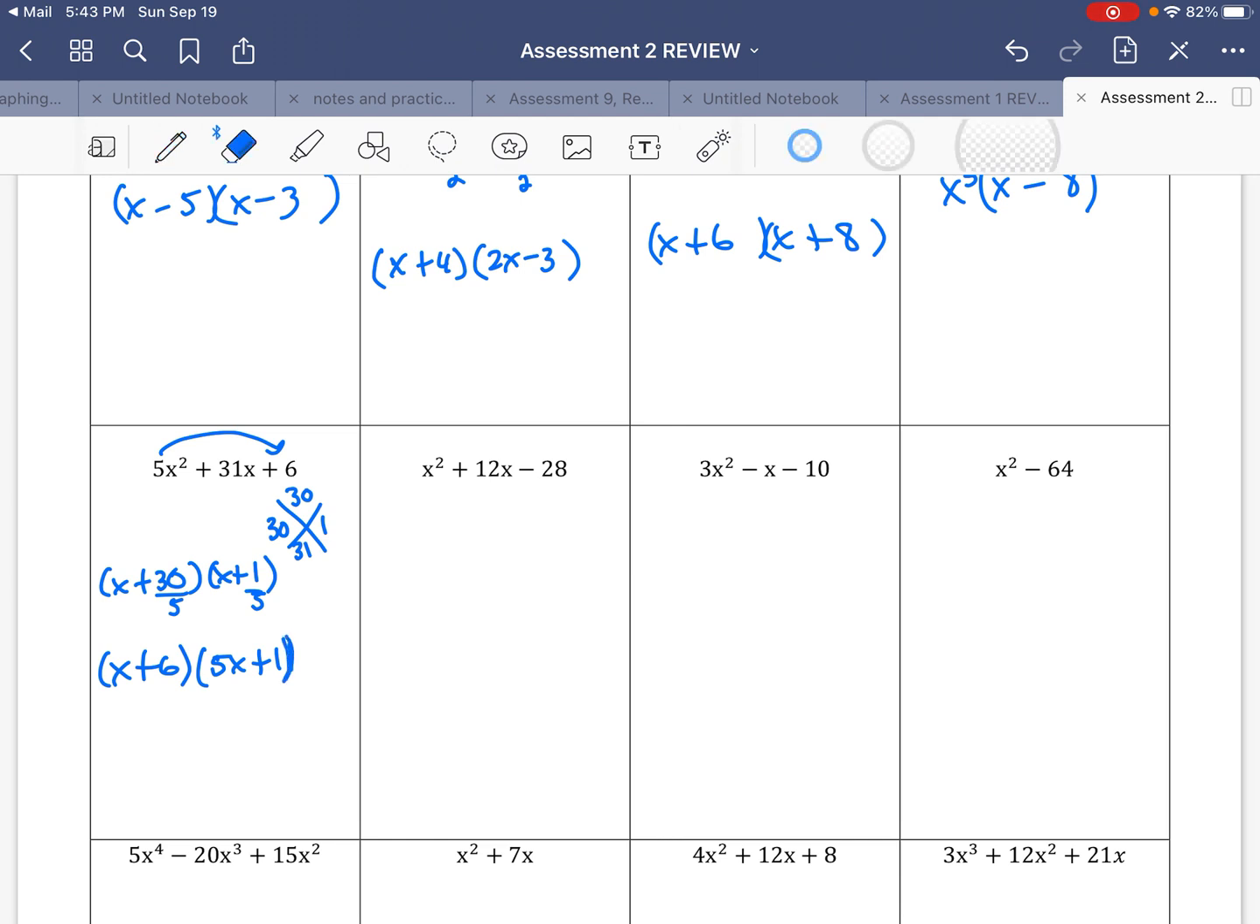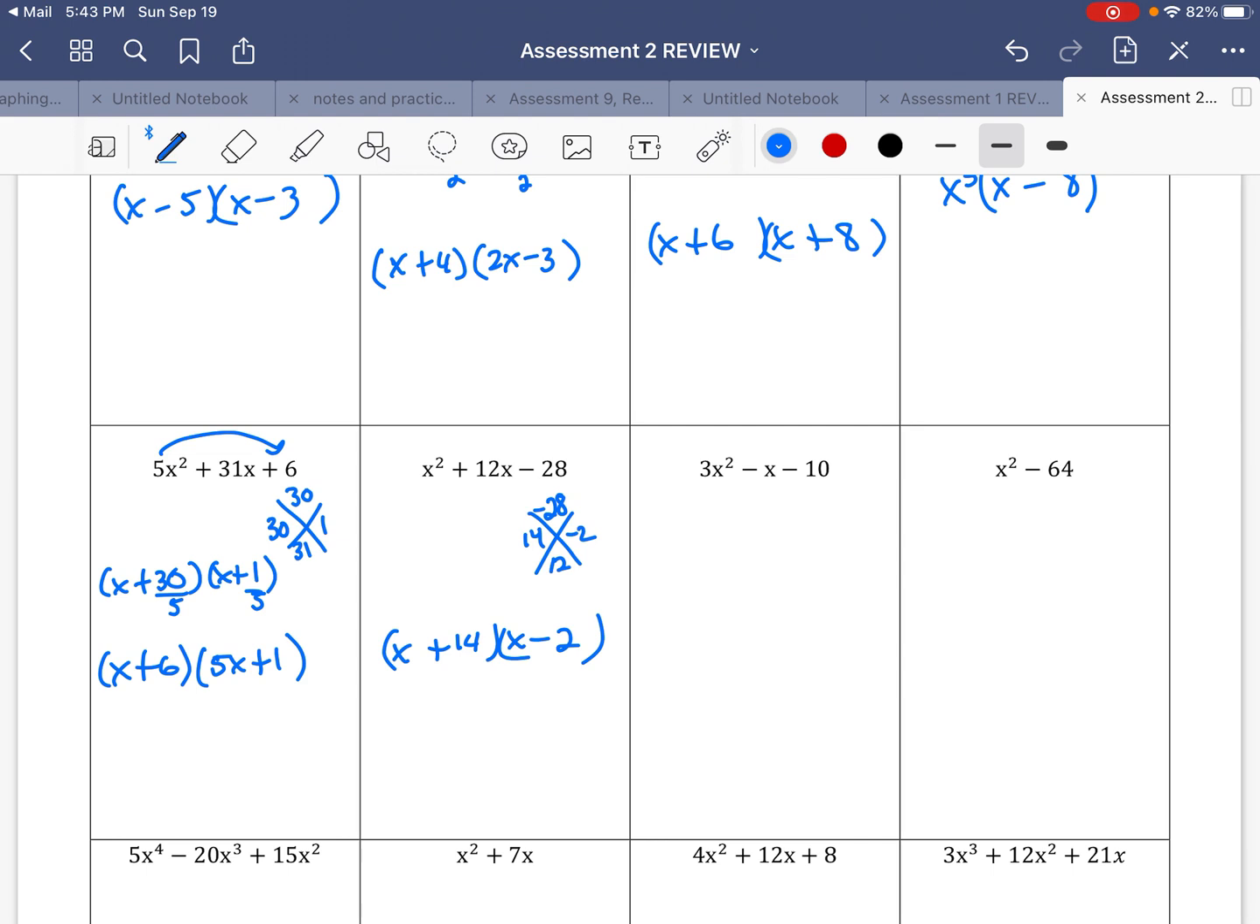All right. So next one, they do not have a GCF. There's nothing in front of the x squared, so we're all set, and there's no x's in common. So what multiplies to negative 28 but makes 12? We will use 14 times 2. So 14 minus 2 does our job. So x plus 14 and x minus 2, and we're finished.